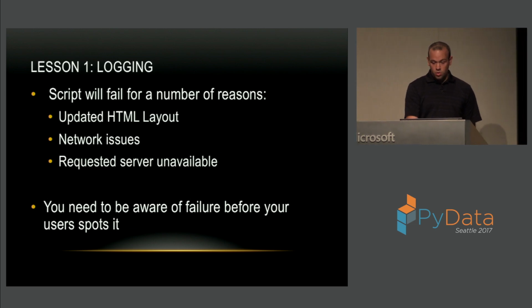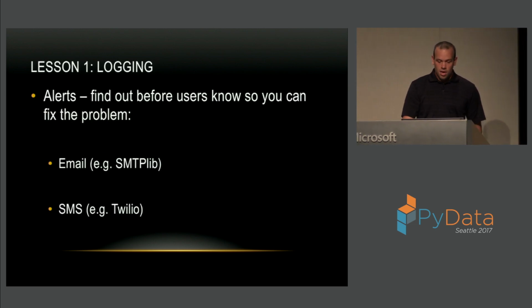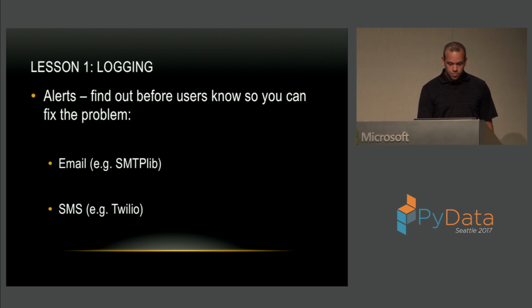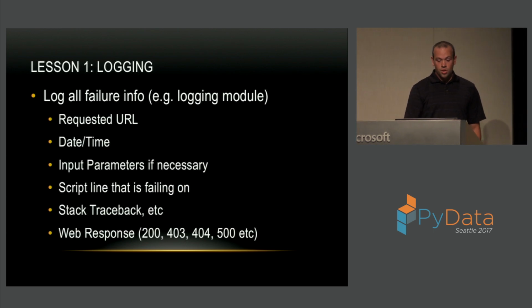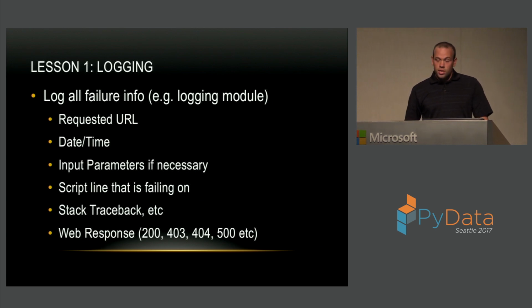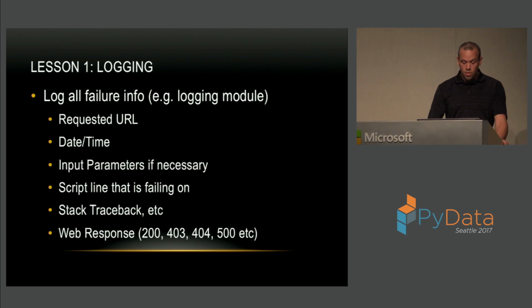So the solution to this, you need to be alerted. Python makes it easy in a number of ways for you to know when your script fails. You can email yourself with something built in such as smtplib, or you can use text or SMS with Twilio. But more importantly, you need to know what went wrong. Again, you can use built-in features such as the logging module to capture all kinds of relevant or important data. You need to know what websites failed, when they failed, any input parameters. You need to know what part of your script failed, so you can try and debug what went wrong.